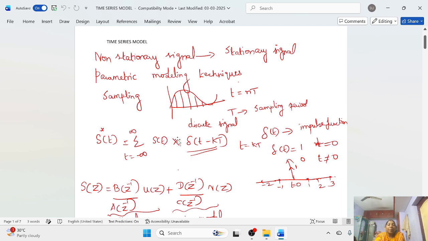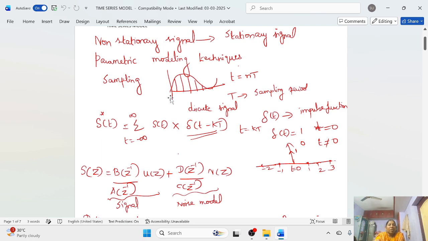This is multiplied by the impulse function, where delta of t is an impulse function. The impulse function is defined as 1 for t equal to 0, and for t not equal to 0, at any positive or negative points, it is 0 only. Now when t is equal to kT, in that case it will be delta 0. At t equal to 0, you have the value as 1, and we will be getting the signal as S of t. This is how the sampling continues.